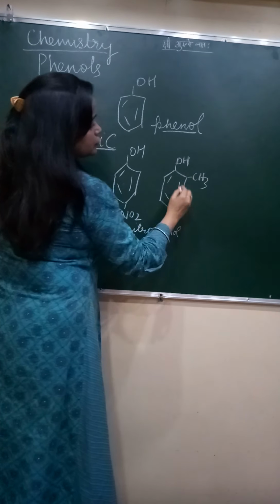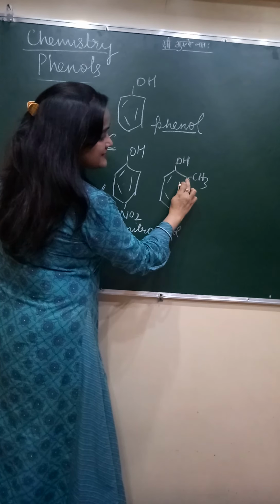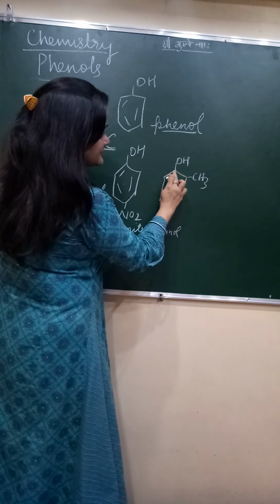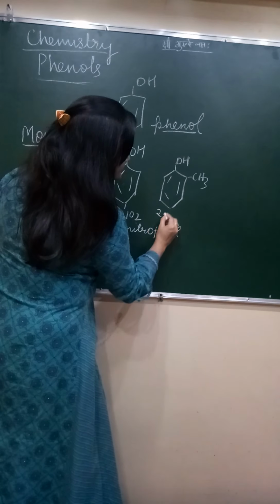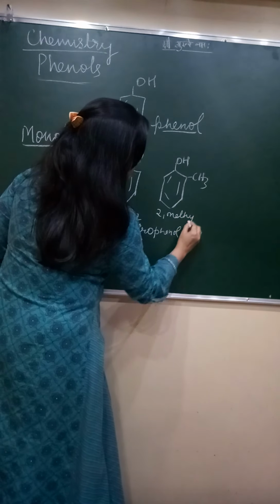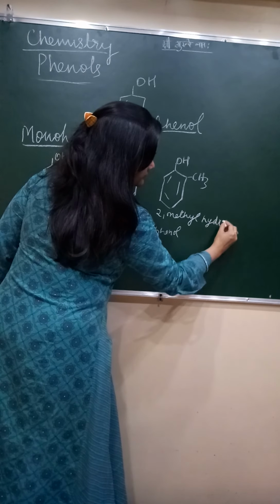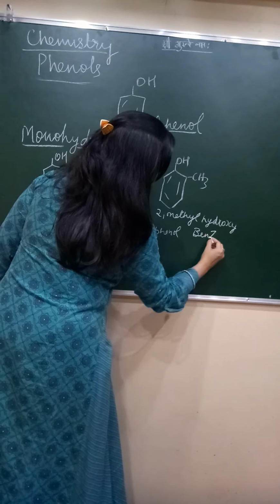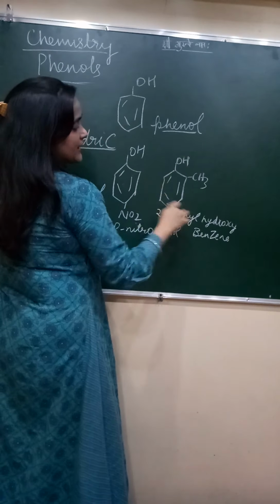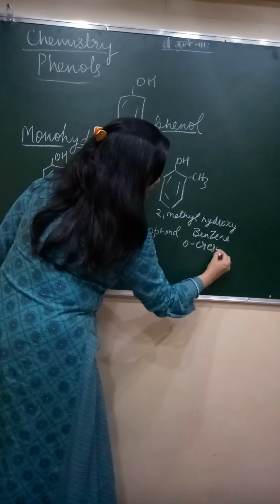Suppose I attach a methyl group to the benzene nucleus at the second position. This is the first position, this is the second position. So it is 2-methylphenol or 2-methyl hydroxy benzene. You can name it in any way. The trivial name of this structure is orthocresol.